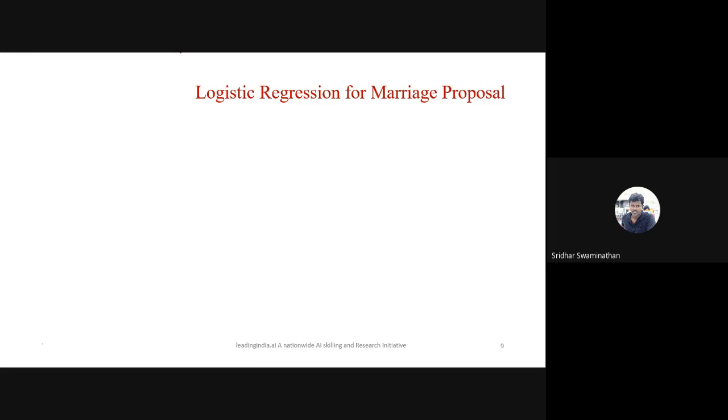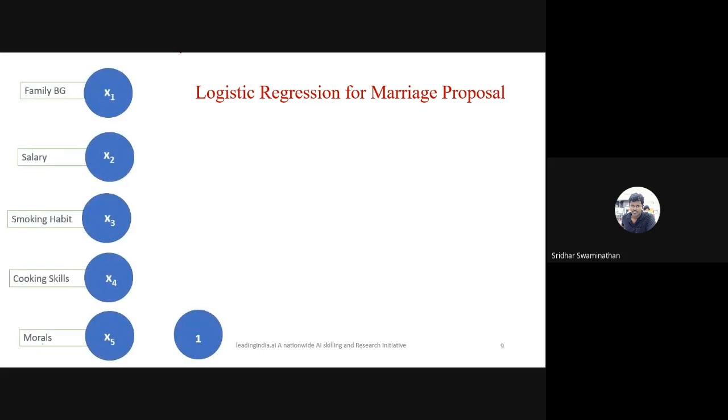So these are the different features that he's considering for the marriage proposal: family background, salary, smoking habit, cooking skill, morals. Please don't take it otherwise. These are actually gender biased features.